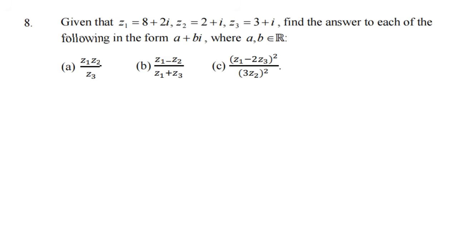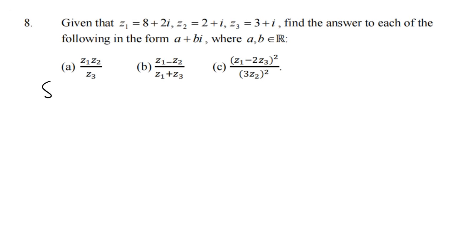Okay, we come to question number 8. Given that z1 is equal to that, z2 is that, and z3 is that, find the answer to each of the following in the form a plus ib or bi, where a, b are real numbers. Okay, so let's start with the first one. We've got z1 and z2 and z1 divided by z3. So this is not very complicated. So we just replace what is z1, which is 8 plus 2i.